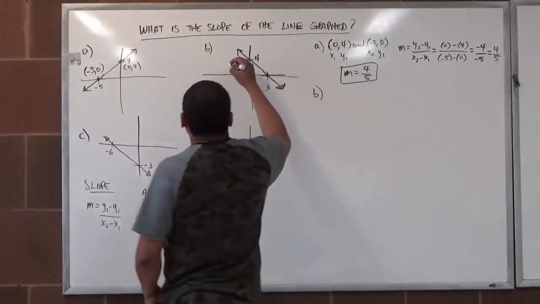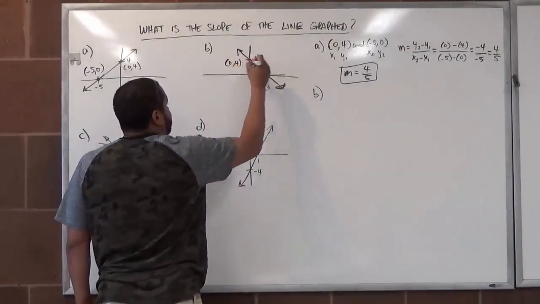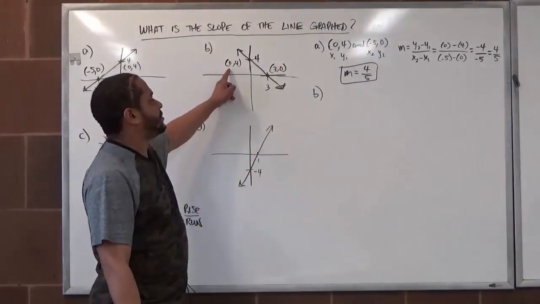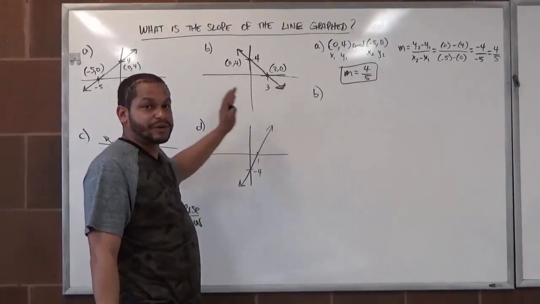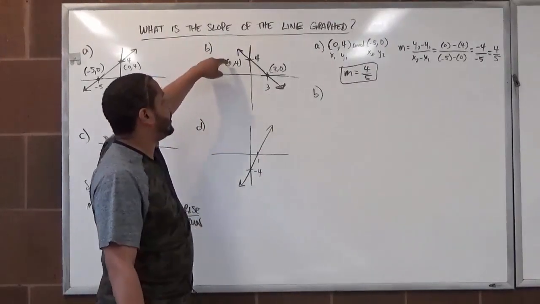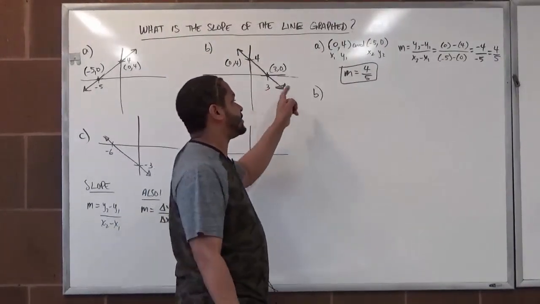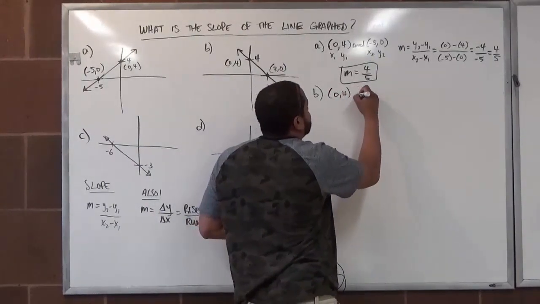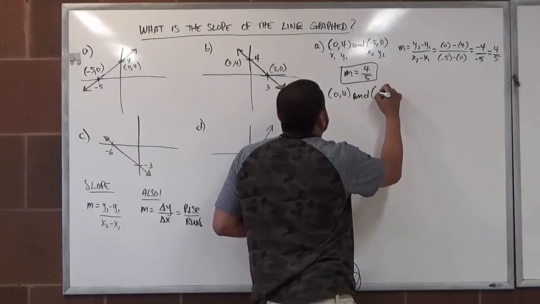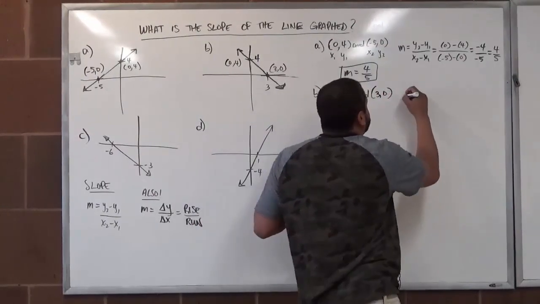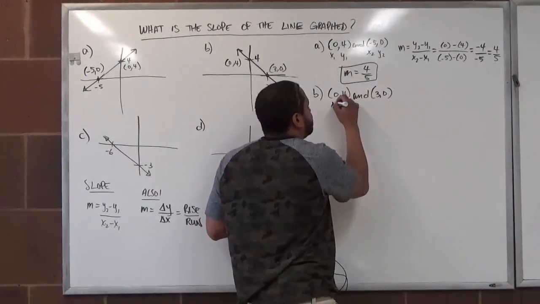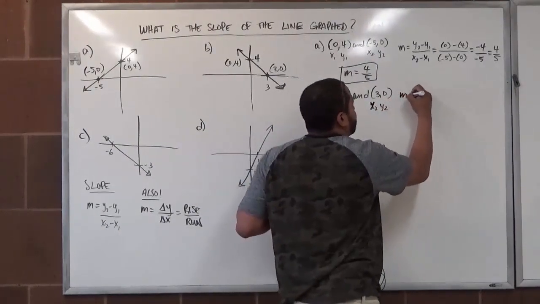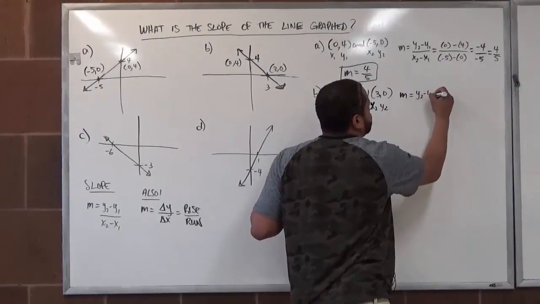And so here we have our point 0 and 4, and our second point here is 3 and 0. We're going to make this one our first point, because our first coordinate as we go from left to right is 0 and 4, and our second coordinate is 3 and 0. So we're going to use 0, 4 as our first coordinate and 3, 0 as our second coordinate. So here we have x1, y1, x2, y2. And so our m equals, again, the slope equation.